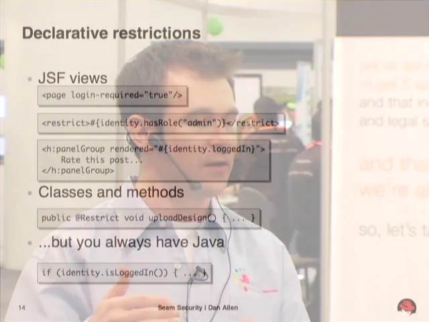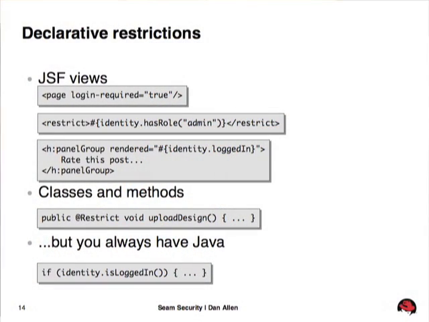Once you have the authorization mechanism in Seam, you can use it in various places in the application. You can do declarative-based restrictions. So for instance, you could say, you can't view this page unless you're logged in. And this is in the Seam pages descriptor. You could also say, not only do you have to be logged in, but you have to have the admin role. That's the second example up here. Within a page, you could say this region of the page you can't see unless you're logged in. And notice we access this identity component from the EL quite liberally to determine if you're logged in or if you have a role. You can also do this at the classes and methods.